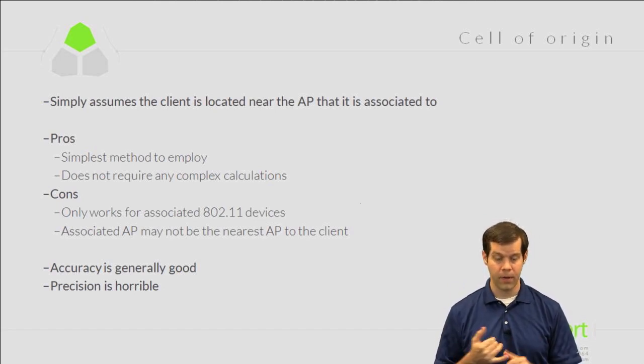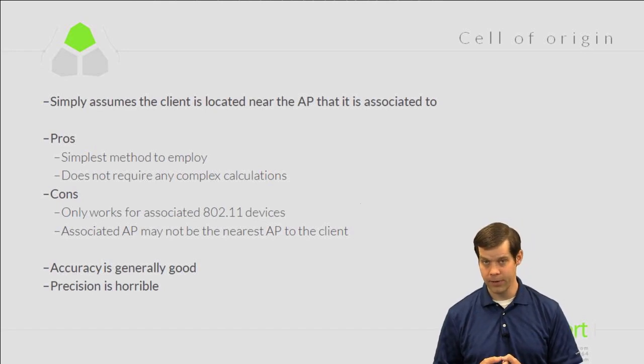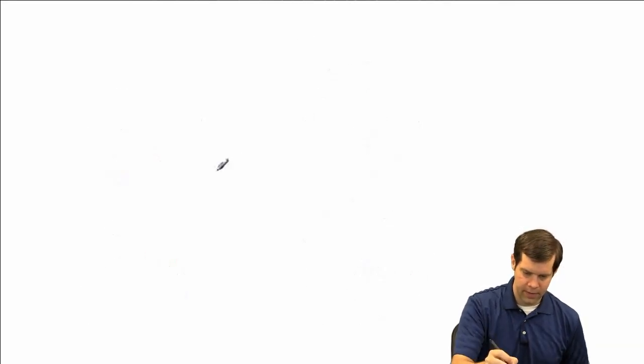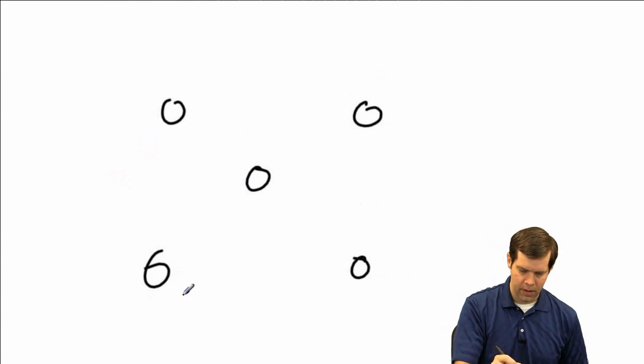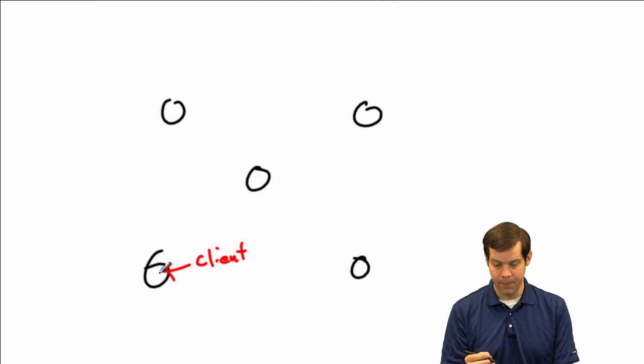The cons, one, it only works for 802.11 devices because the client actually has to be associated, and then that would be the second one. Just because you're associated to an AP doesn't mean that that's necessarily the closest AP to you. So again, if we go ahead and draw, let's say that I have a few different APs around here, and my client is right here. Now the closest AP would be this guy. So if I'm associated to that, that's great.